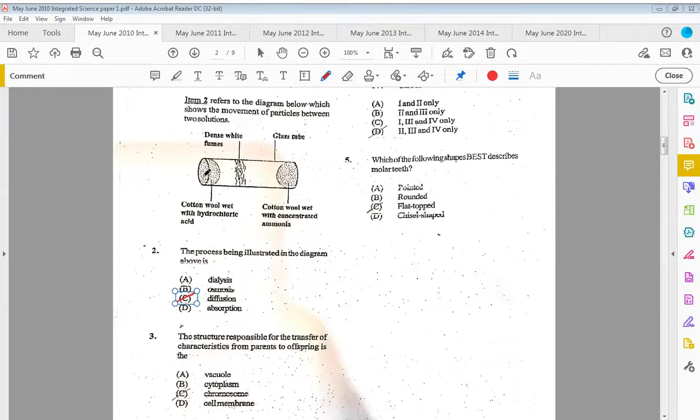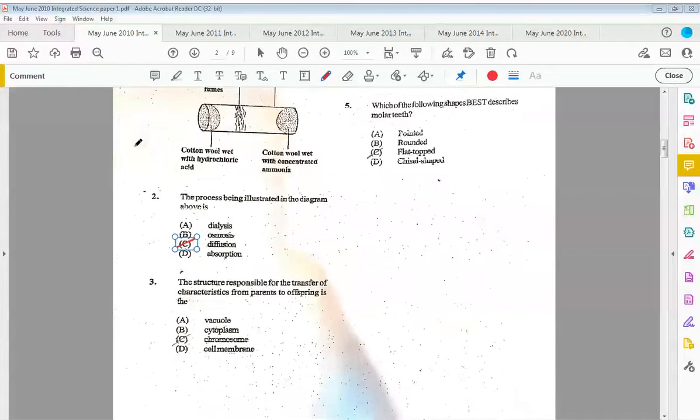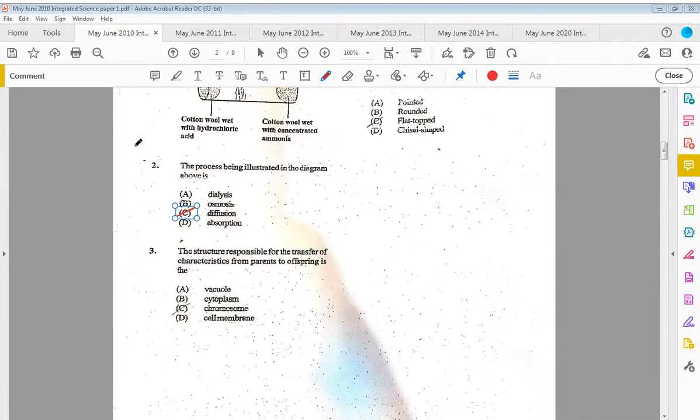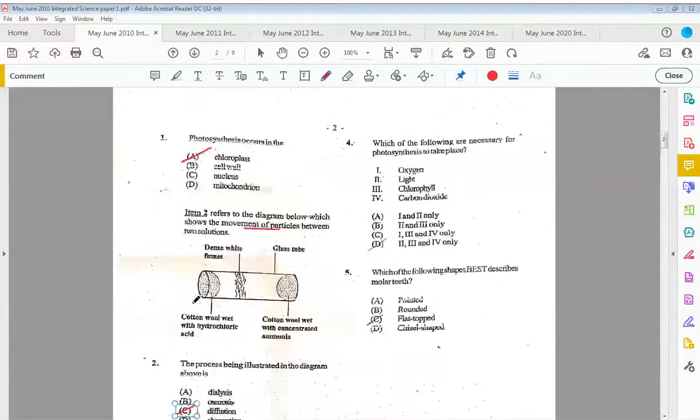If you couldn't figure out what exactly is going on in the diagram, the key hint here is the movement of particles. Knowing the definition for diffusion, it is the movement of particles or gases from an area of higher concentration to an area of lower concentration. 3. The structure responsible for the transfer of characteristics from parents to offspring is the C, the chromosomes.